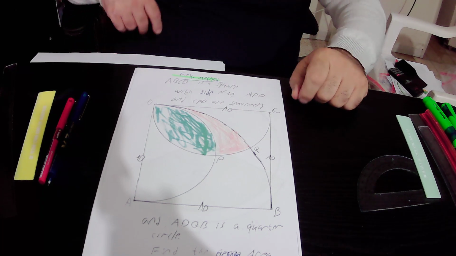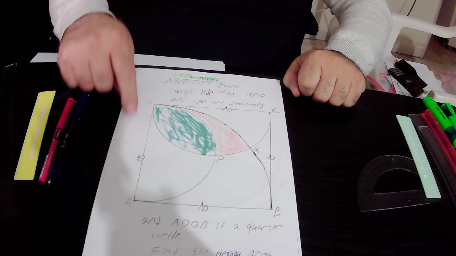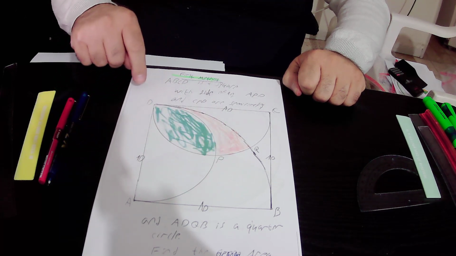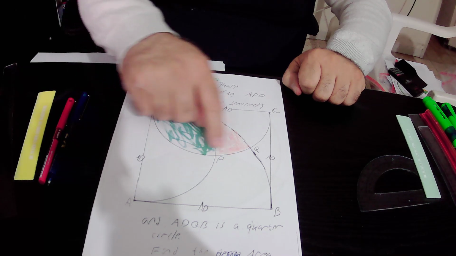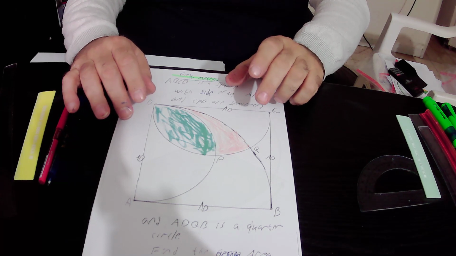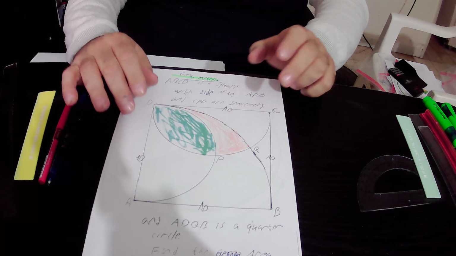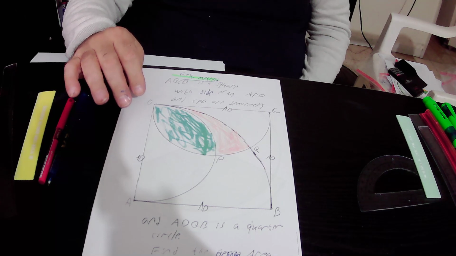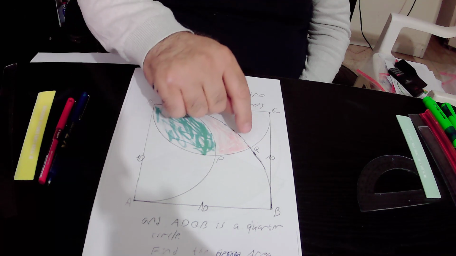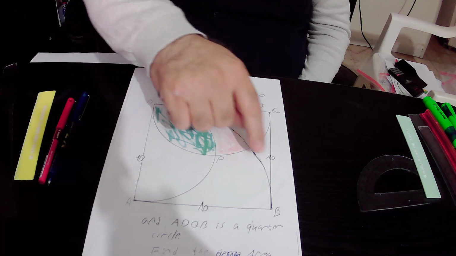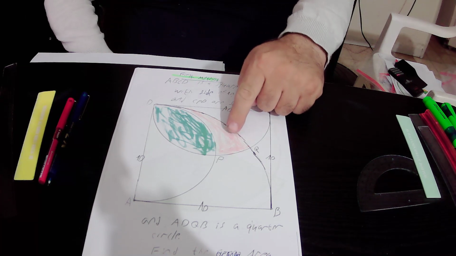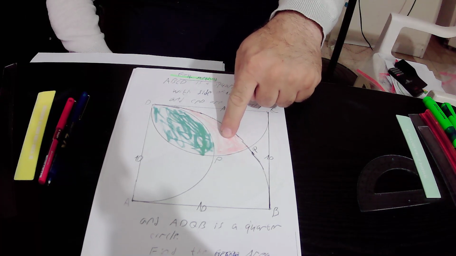Inside the square we have semicircle APD, and we have another semicircle DPC, and the two semicircles are perpendicular to each other. We also have a quarter circle ADQB, and our mission is to find the area of this orange shape.